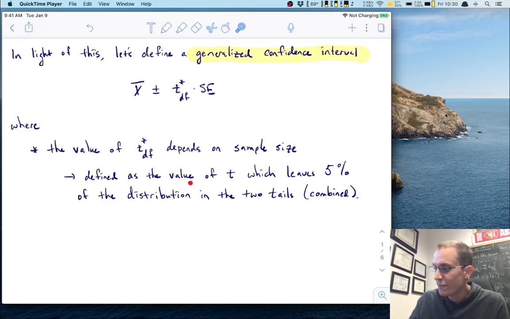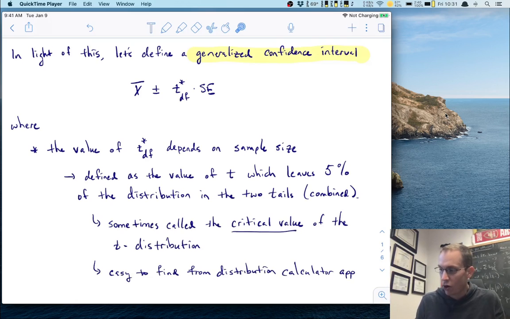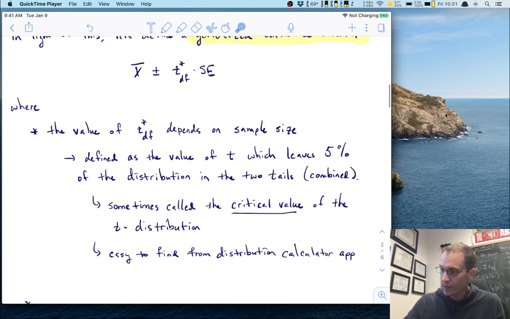It is defined as the value of t which leaves 5% of the distribution in the two tails combined. So in other words, it's how far you have to go out from 0 on the t-distribution to encapsulate 95% of the sample means' t-scores. Sometimes this is called the critical value of the t-distribution. You'll see that in books. And I'll show you very soon, it's easy to find this value from our distribution calculator app that we've been using, and the link is down below. Okay, so that's t star df.